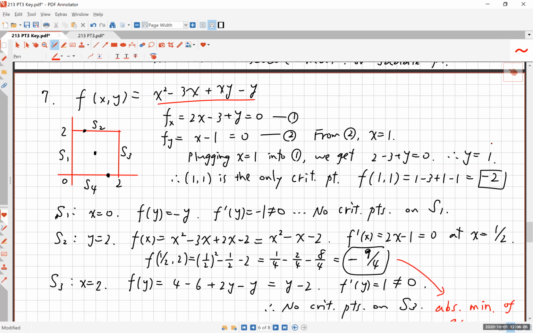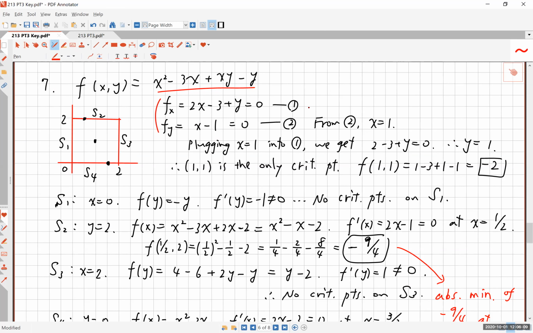function, a rather easy function, right? And then fx and fy would give you critical points. Set them equal to 0, and the second one tells you x has to be 1. Plug that into equation 1, and you'll find that y^2 has to be 1. That means (1, 1) is the only critical point, right here.